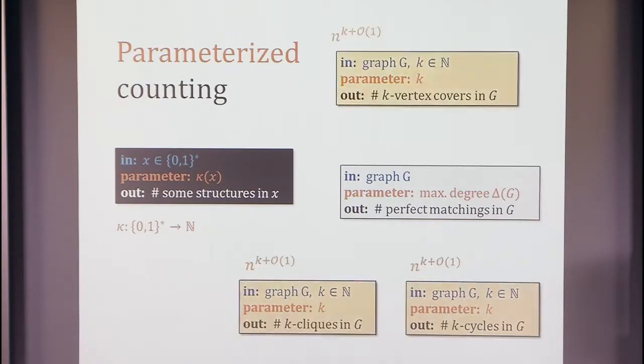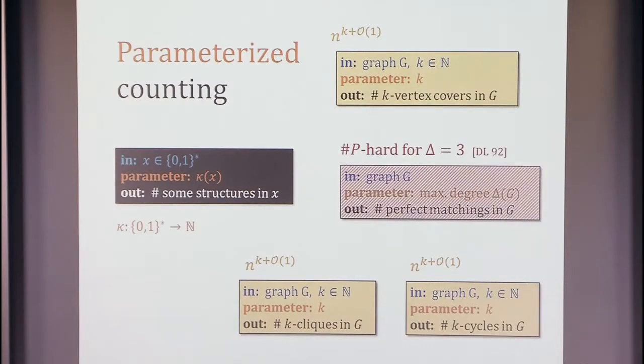So yeah, we can see that by simple brute force, all of these problems except the middle one can be solved in time n^(k + c) for some constant c. So it kind of makes sense to study these from a parameterized point of view. But the middle one doesn't have this property because in fact it's already #P-hard for maximum degree 3. So there is a #P-hardness result for counting perfect matchings in graphs of maximum degree 3.